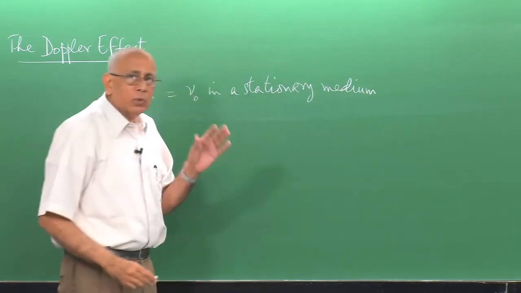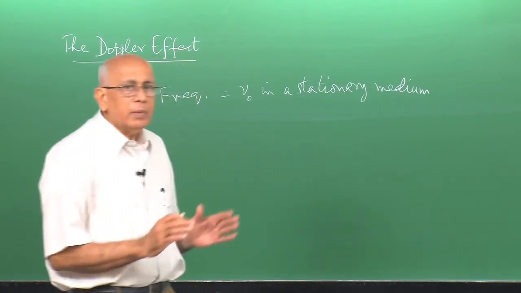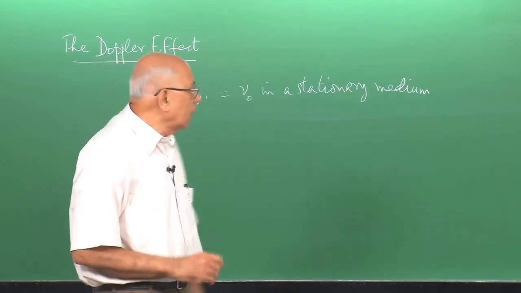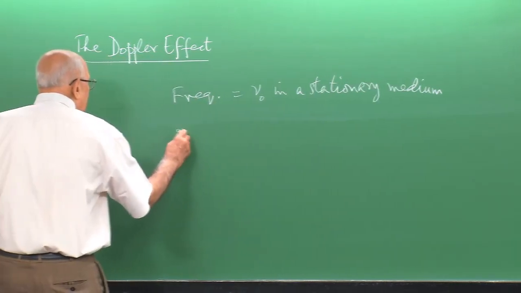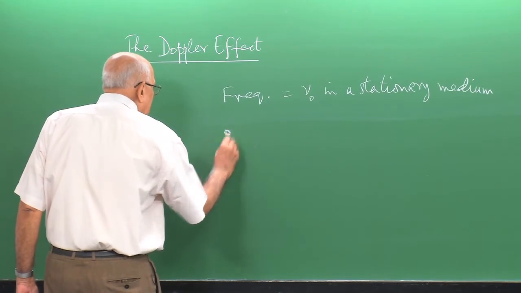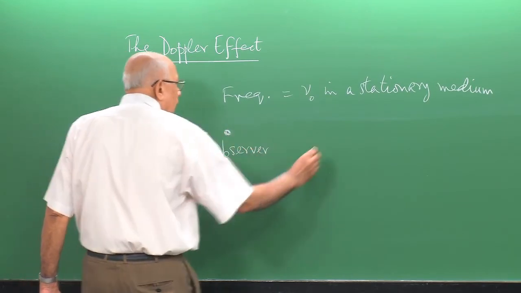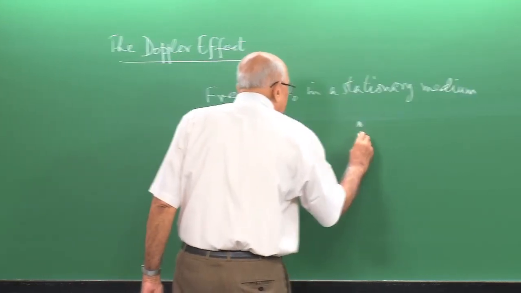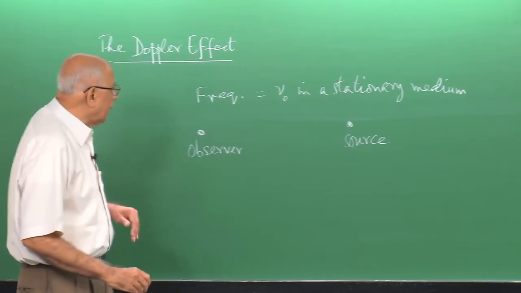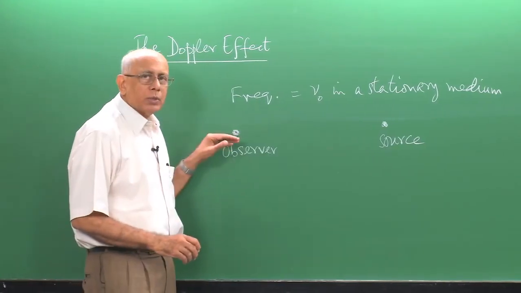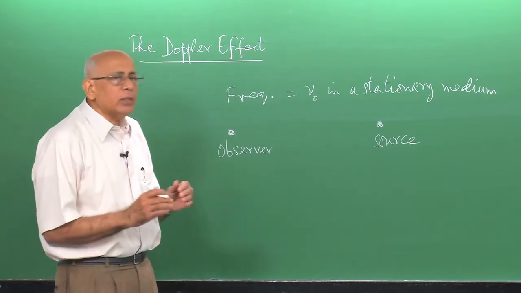So we look at sinusoidal waves of a given frequency nu in a medium which is stationary. Then if you have a source here, and you have an observer here, and the source of waves is here, we will consider only the case where the observer or the source is moving, one is moving with respect to the other along a line joining them.